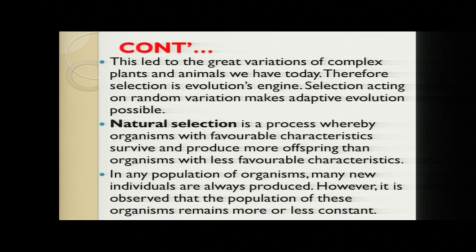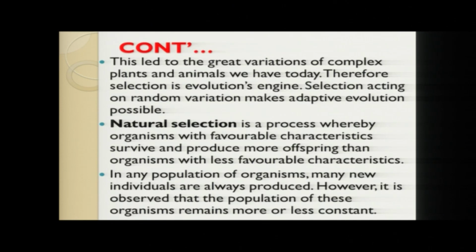So this leads to the great variation of complex plants and even animals we have today. We have complex plants. We have complex animals that we have today. Therefore, selection is the evolution engineer. What causes that evolution? Selection is the engineer behind the species that we have today. So selection acting on random variation makes adaptive evolution possible. That is very clear. All right.